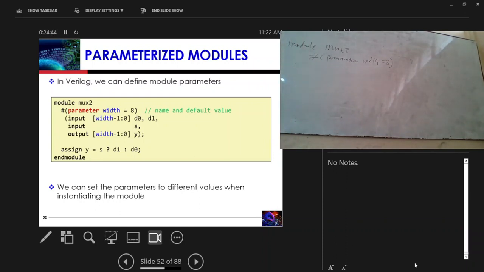Why must it have a fixed value? I said declare something like this: model mux 2, then parameter width which is equal to 8. In case you are doing, let's say, C or something, you won't actually specify it to be a fixed value. You will just declare the variable and assign it any number you want later on. But here every time it must be fixed first. It must be fixed to 8, so that if somebody calls it without giving it a value, it will be 8.